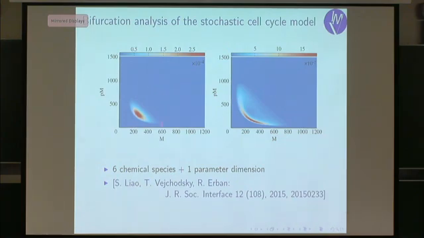For some value of the parameter, these are the marginal probabilities. We can see a unimodal distribution. For some other value of the parameter, we can see some stochastic oscillations. So there must be some bifurcation happening.